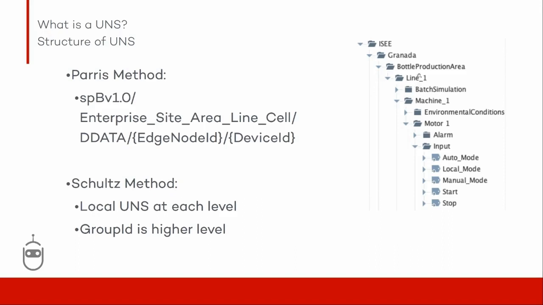And then again, at line one, you publish out to the area, then area to site, and then site to enterprise. So you have these local UNSs on each layer, taking all the UNSs from under that level. Line one would take any of the cells or machines in line one, the UNSs on those, and put them together on line one. And then in the bottle production area, we'd have all the lines getting together in that UNS, and the same thing for the whole Granada. So it requires a lot more local UNSs and tends to be a bit more complex, but you end up with a natural grouping that more resembles this part here than having it in a single topic for each of these combinations you have here. So that's another method of doing it.